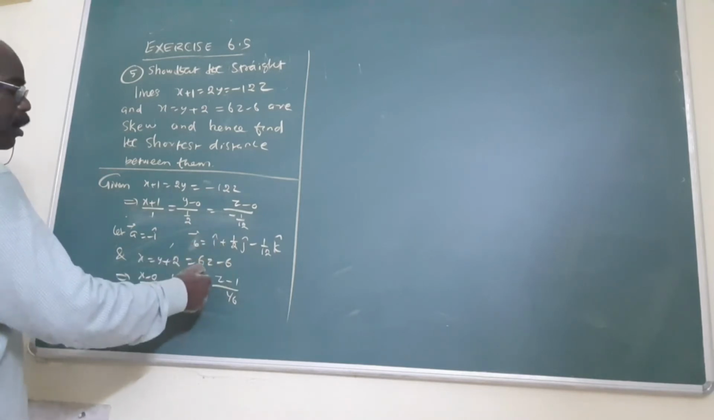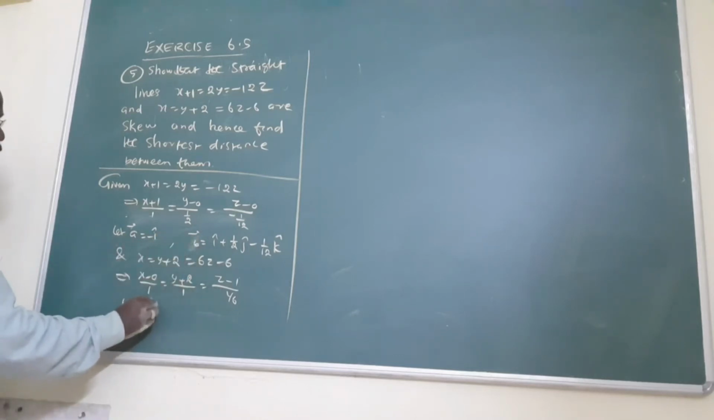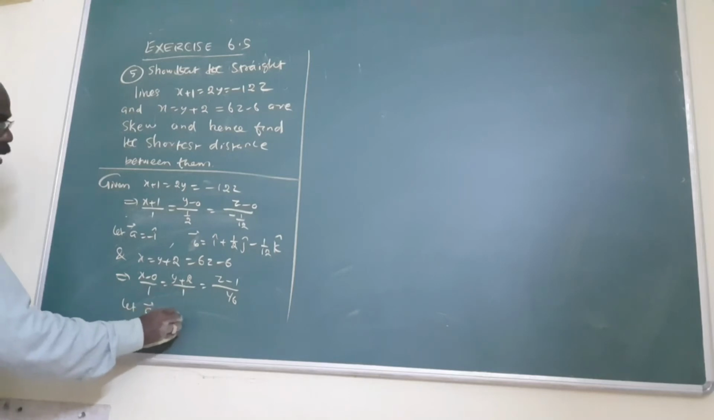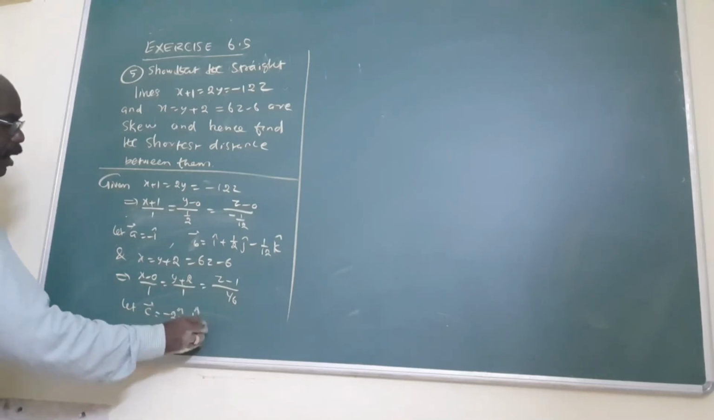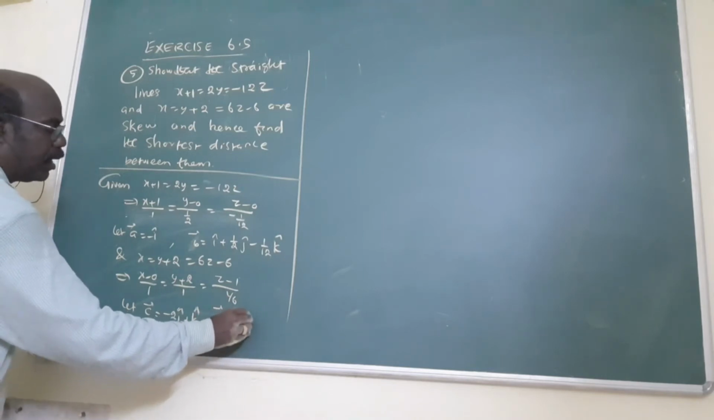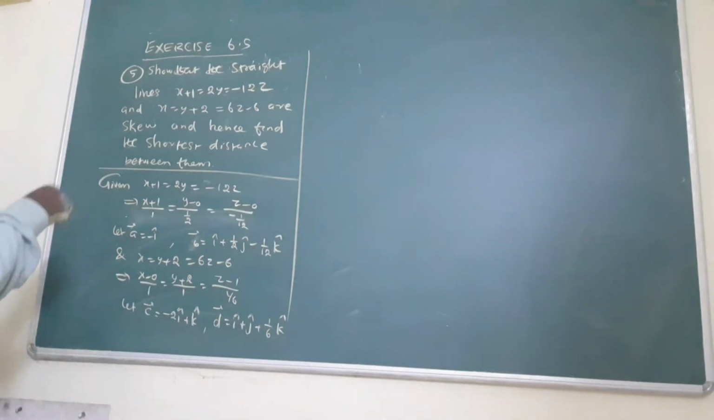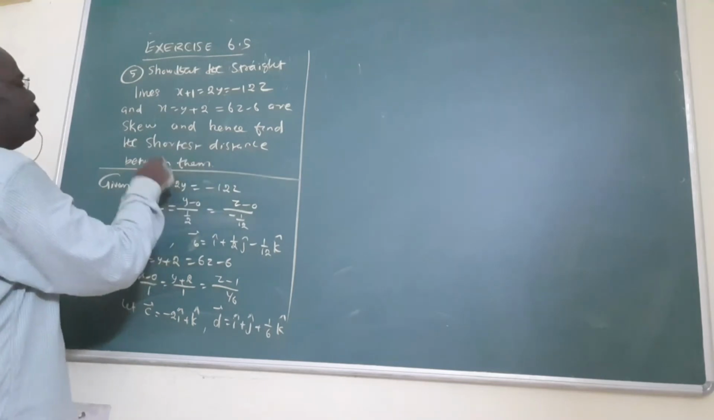Denominator number is 1 divided by 6, so 1 by 6. Now let a vector be equal to 0, minus 2i cap plus j cap, and d vector equal to j cap plus 1 by 6 k cap. Now I want to assume a vector, b vector, c vector. What is the reason? The shortest distance between them is being asked.